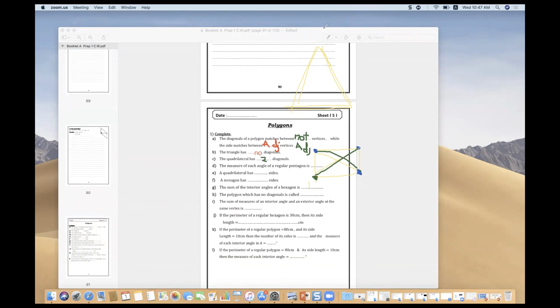To get each angle, we do (n minus 2) times 180 over n. So it will be (5 minus 2) times 180 over 5, which equals 108.